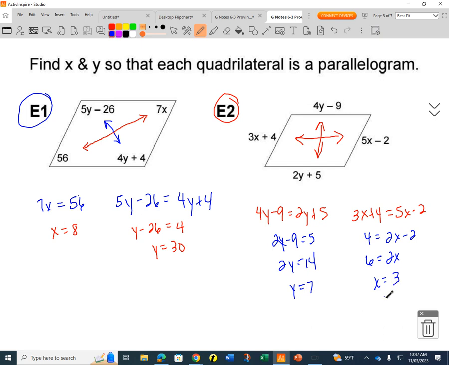You should have gotten x is 3 and y is 7. So when x is 3 and y is 7, this quadrilateral would be a parallelogram, because that would make these two sides congruent and these two sides congruent. If you plug the 3 in here, you'd see that 3 times 3 is 9, plus 4 is 13. 5 times 3 is 15, minus 2 is 13. That would make both of these 13. We plug in 7 here. 28 minus 9 is 19. 2 times 7 is 14, plus 5 is 19. We can see that these opposite sides are congruent when these variables have that measure.